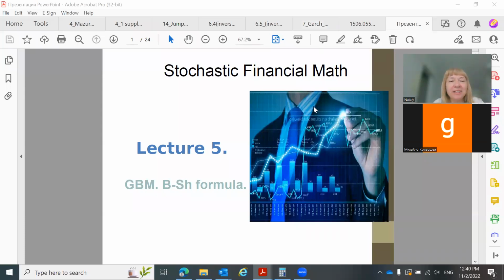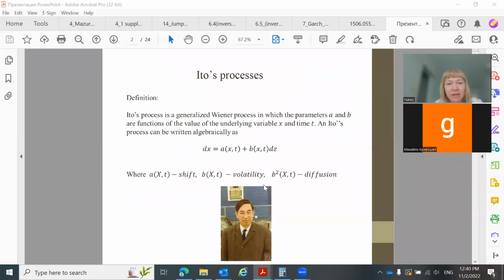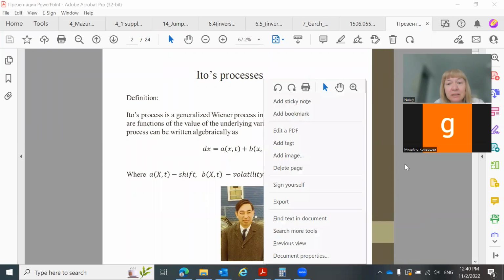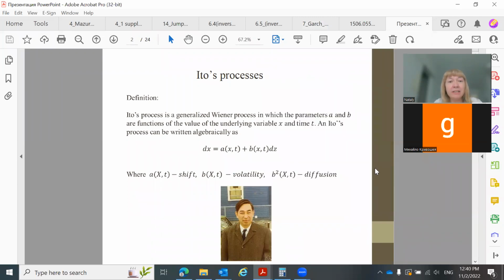Hi, everyone. Today we have lecture number 5, in this series. And you remember what happened in previous lectures. You remember that our great idea was to model a risky asset. And for the risky asset, we have chosen Ito processes.